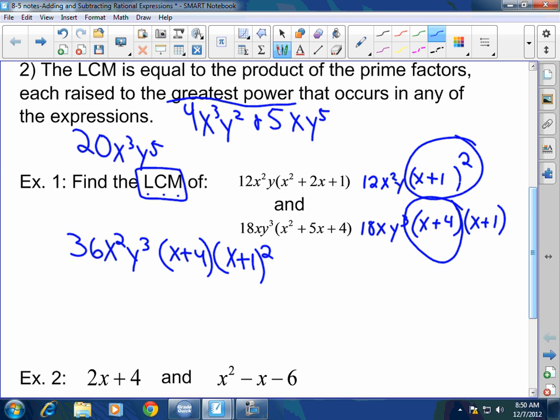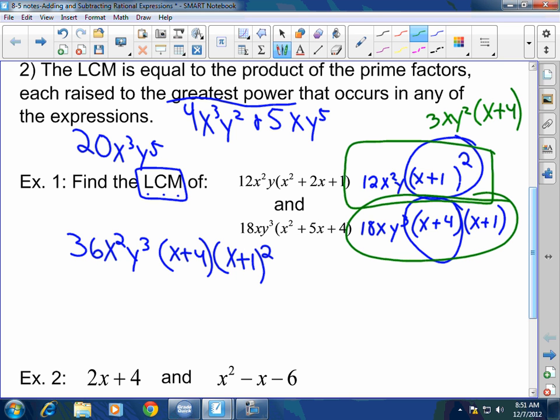Now, just so you know where we're going with this. If that was my LCM, what would I have to multiply to this to make it equal to that? Come on, guys. What would I have to multiply to this? 3. You need an x. You need a y squared. And an x plus 4 multiplied to that. Great. What would I need to do to this to get it? I'd multiply it by a 2.